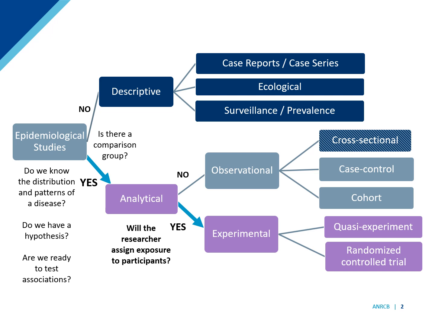For the last set of study designs, we imagine we understand the patterns of our exposure or outcome of interest, and we're ready to test some hypotheses, so we're taking an analytical approach. We ask again, will the researcher assign the exposure to participants? We believe we might like to test interventions or treatments as exposures and then observe the outcome. Therefore, our answer is yes. The researcher will assign the exposure to participants, so we're going to do an experimental study.